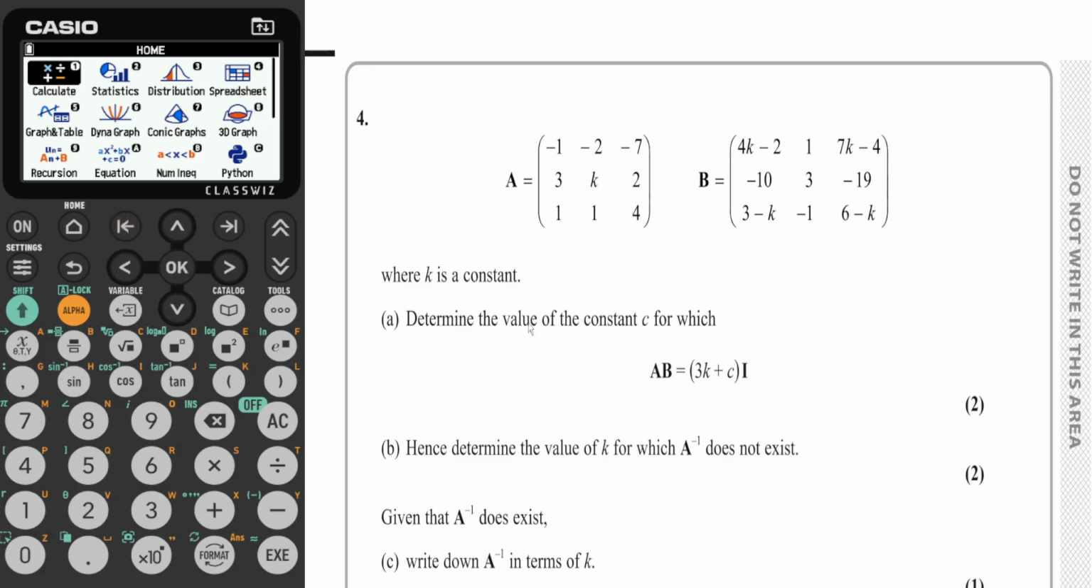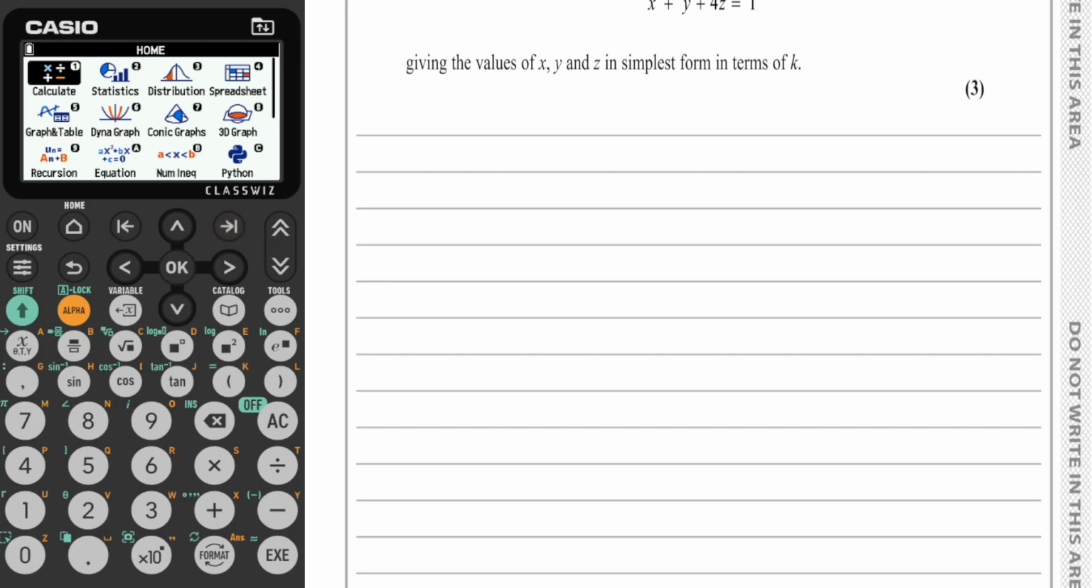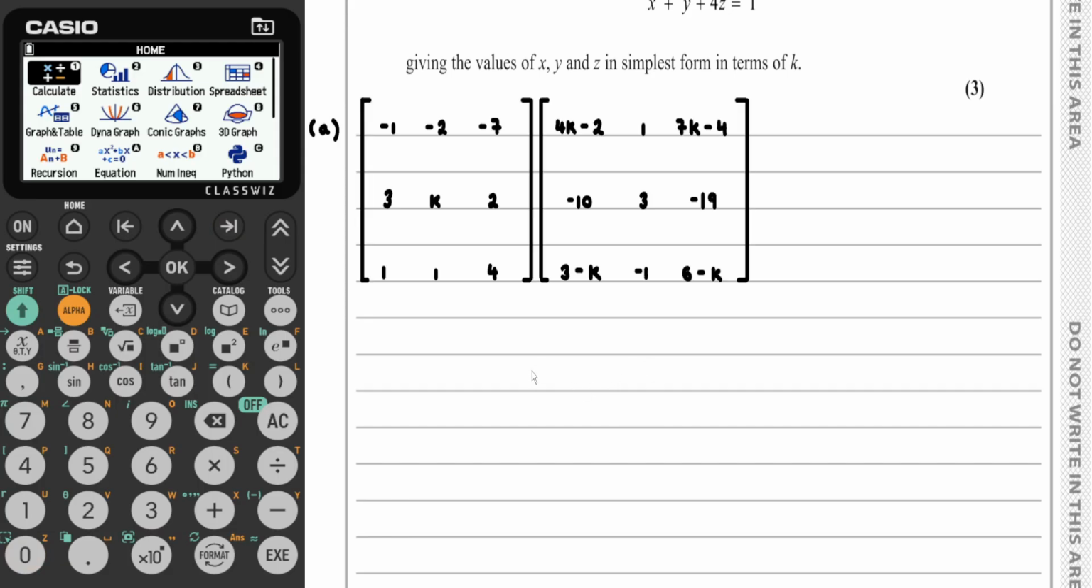Question number 4. We've got the matrix A shown here and the matrix B shown here, and k is a constant. Part A. Determine the value of the constant C for which A multiplied by B is equal to 3k plus C multiplied by the identity matrix I. So for part A, we've got the matrix A multiplied by the matrix B, which is equal to 3k plus C multiplied by the identity matrix I.